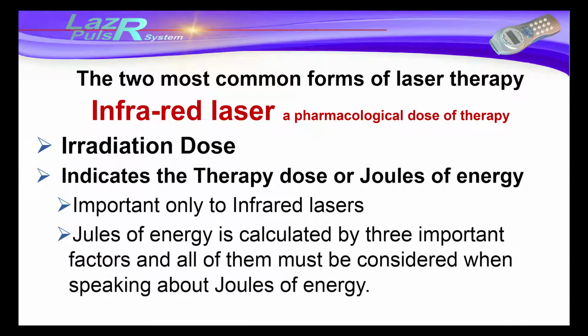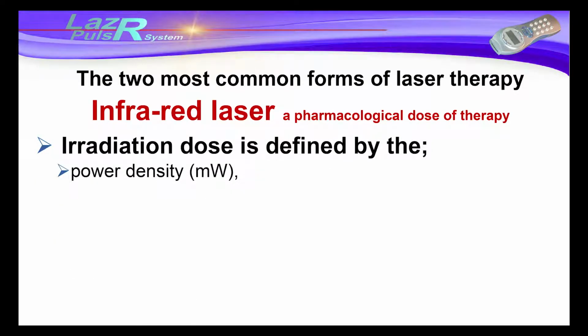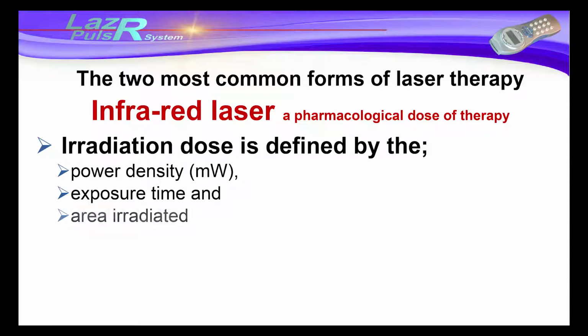Joules of energy is composed of three important factors, and you must consider all three factors when speaking about joules of energy. First is the power density, which is the milliwatts of power or the amount of energy the laser delivers. Next is the exposure time, which is how long you treat any given area. And finally, the size of the area being irradiated or the square centimeters of tissue being treated.